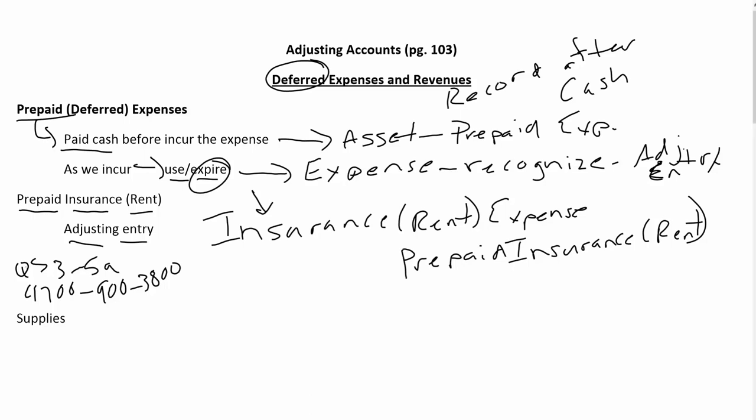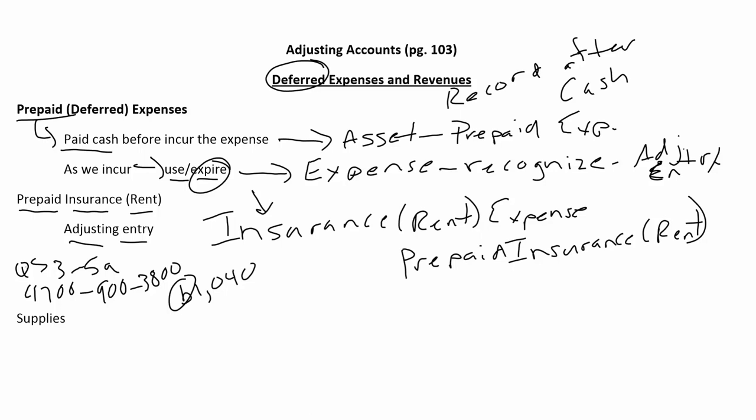Also, if you look at Quick Study 3-5B, if you read that one, it tells us that the prepaid insurance account had a $5,890 debit balance at the start of the year. And a review of the insurance policies and payments shows that $1,040 of insurance has expired. So they tell you how much is expired, so you don't have to do any calculation. And so you would do that entry for $1,040. You would debit insurance expense and credit prepaid insurance.